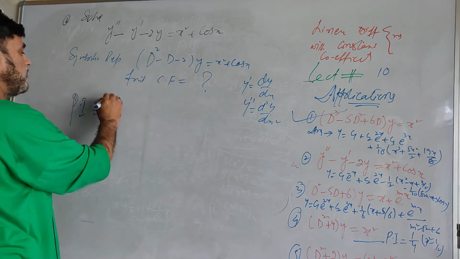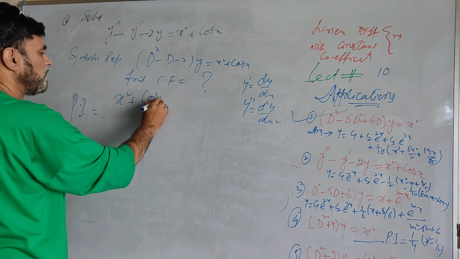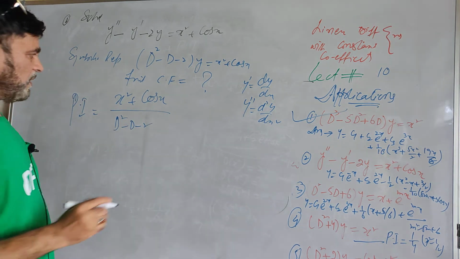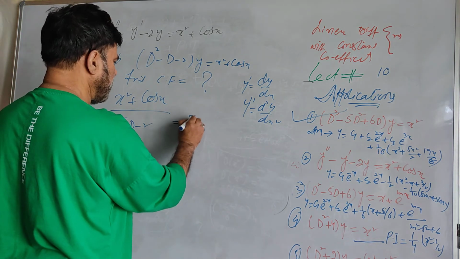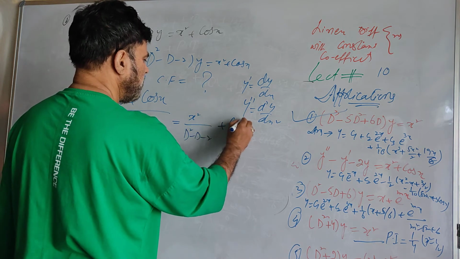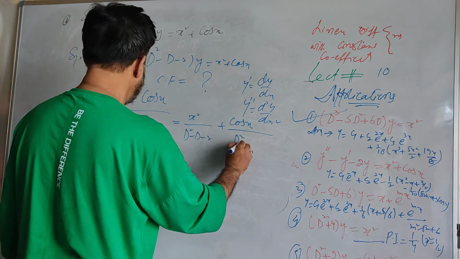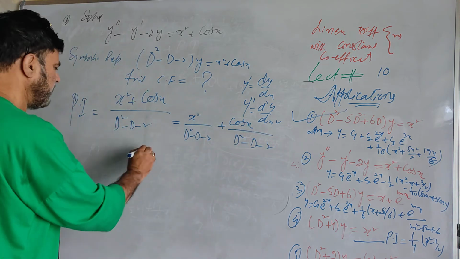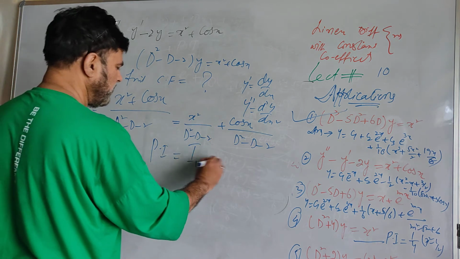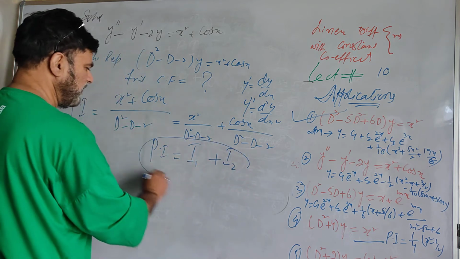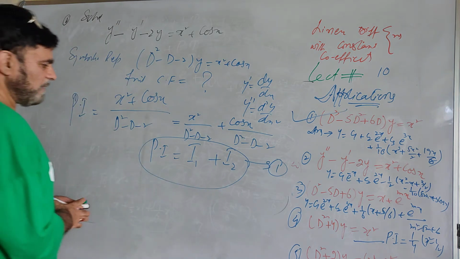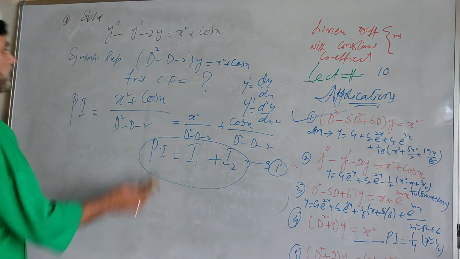The particular integral will be x square plus cos x by d square minus d minus 2. It contains 2 parts. We can write it this way: x square by d square minus d minus 2, then plus cos x by d square minus d minus 2. Well, I will name this I1 and this I2. I will find out I1 and I2 separately. First I will go for I1. How do we find out I1?